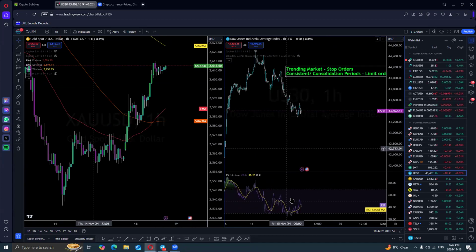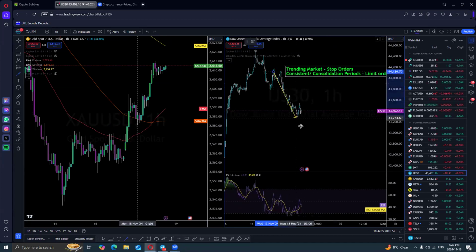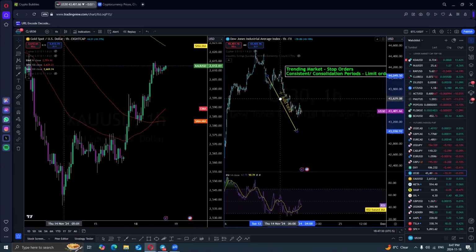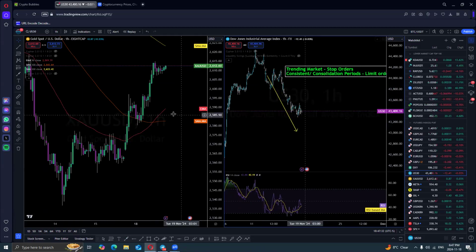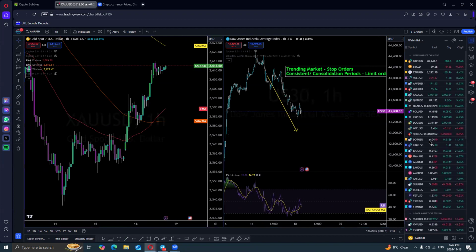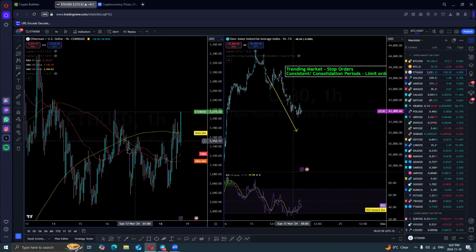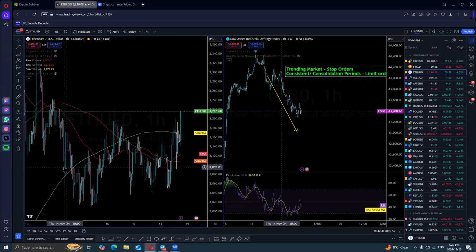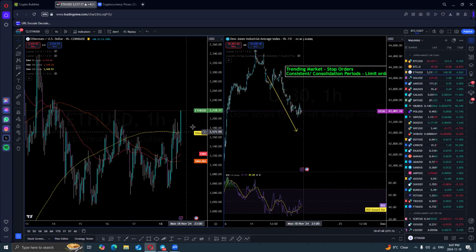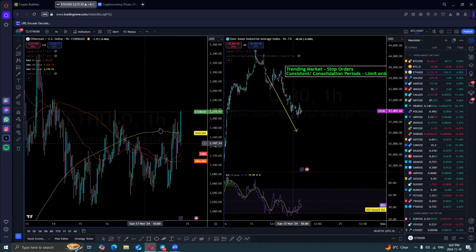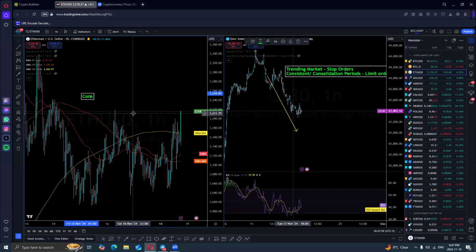So trending market, this is very evident, it is currently downtrending in the US 30 pair. However, a consolidating market would be something like this. So consolidation between Thursday to now on Ethereum, we're trading between 3,000 and 3,200. It's just been going up and down, hitting the same highs and the lows. So this is what we call consolidation period.